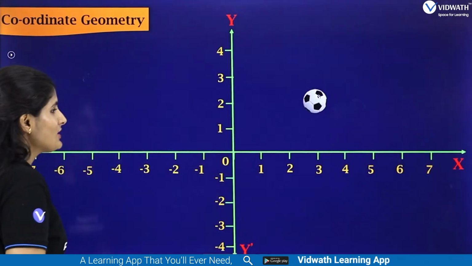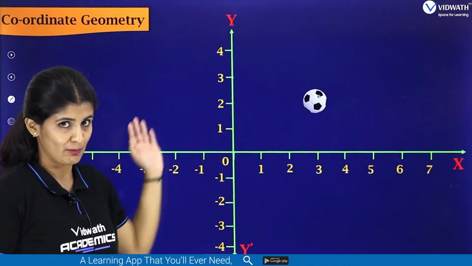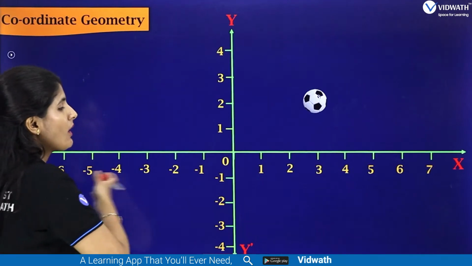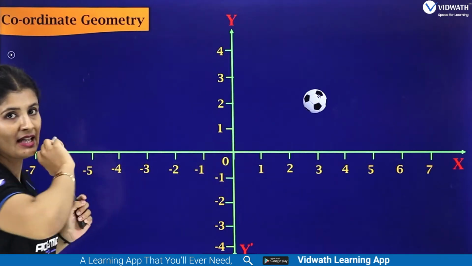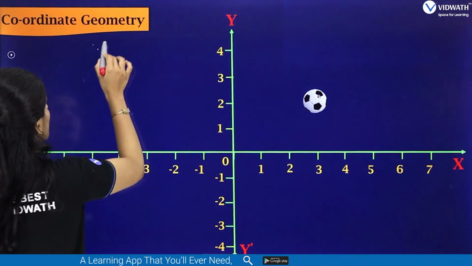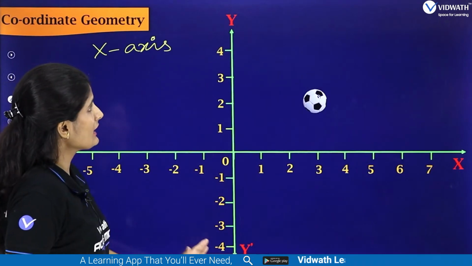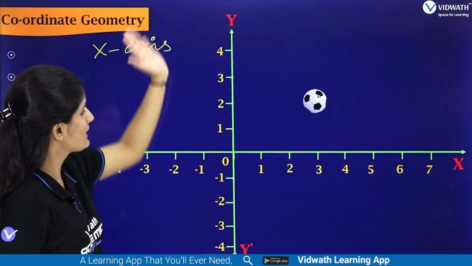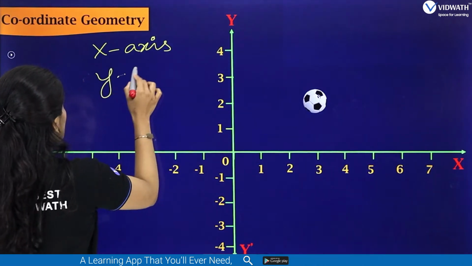Now, instead of taking the lines as the line A and line B, I am taking the horizontal axis as the x dash x axis, which is generally called as x-axis. And I am taking the vertical axis as y or y dash, generally called the y-axis.